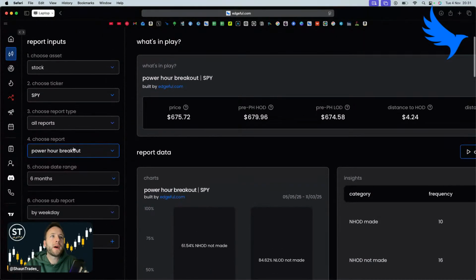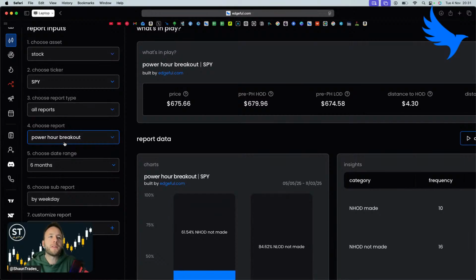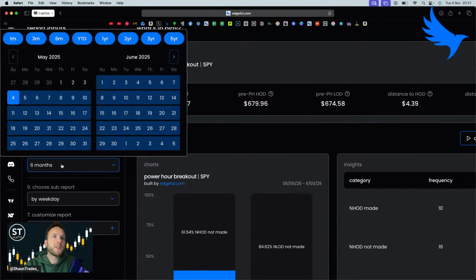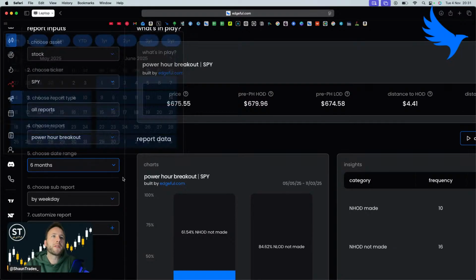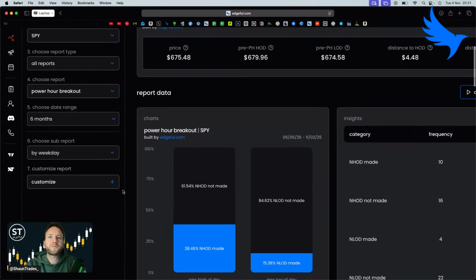This is the left side panel, and I've gone to Power Hour breakout report, of course, because that's what we do on these evening sessions. Choose a date range. I've just gone for 6 months, but you can change that to year to date, 1 year, 2 year. But I find that 6 months is a good amount of data to have when you're looking at this.